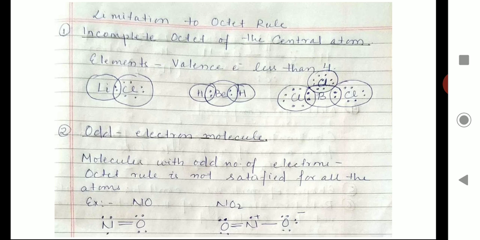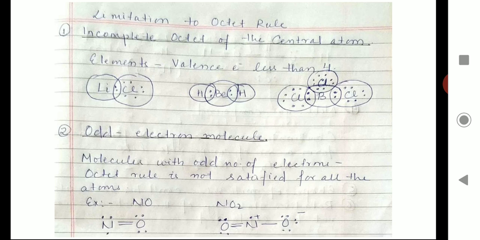Okay, so if we take LiCl, BH2, BCl3, in all these Lewis dot structures, we can see that for chlorine the octet is getting completed, but for lithium, hydrogen, beryllium and boron, we are not getting a complete octet, but still these compounds exist. So this is an exception. Then the second exception is that odd electron molecules also do not satisfy the octet rule, but still they are naturally found.